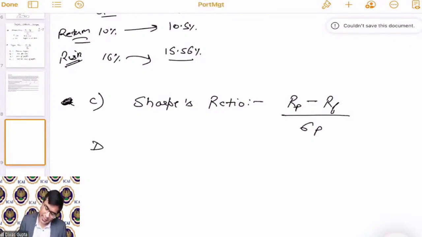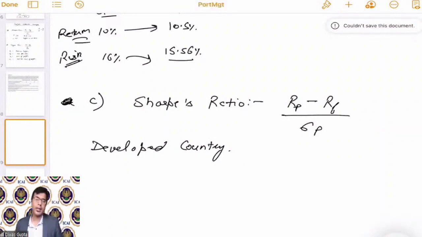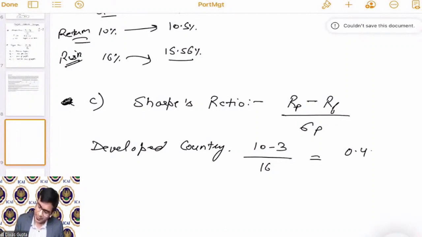So if we say that earlier the entire investment was in the developed country, this was 10 minus 3 divided by 16, correct? Because 10 was the return on the developed country stock, 3 is the risk-free rate of return, and 16 is the total risk. This, if you solve it, comes to 0.4375.